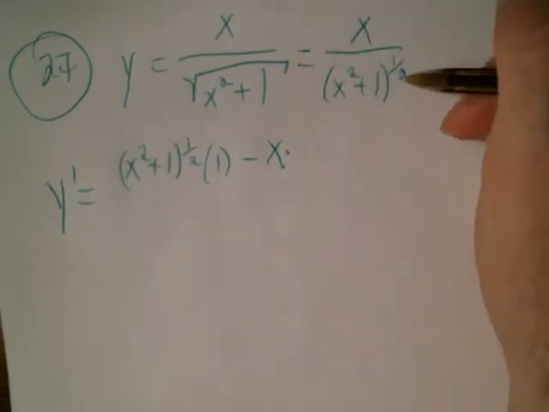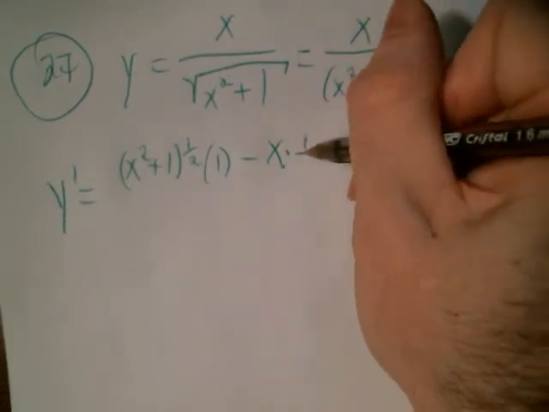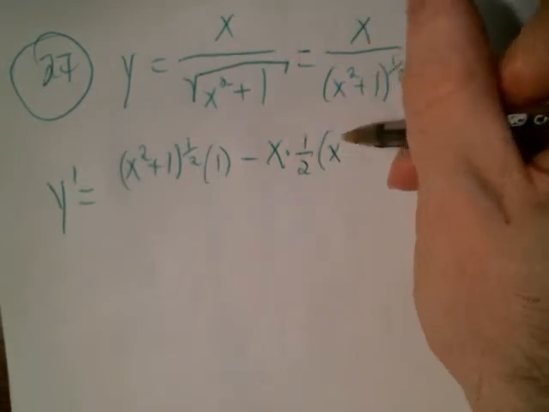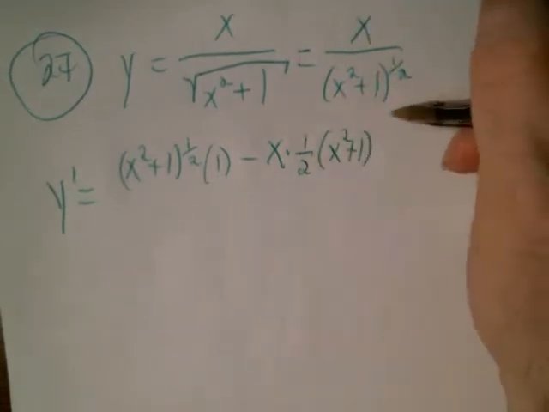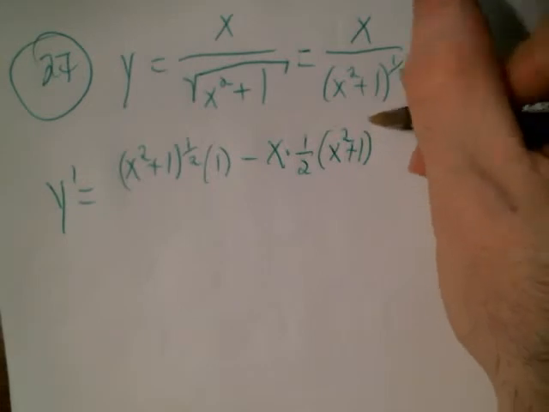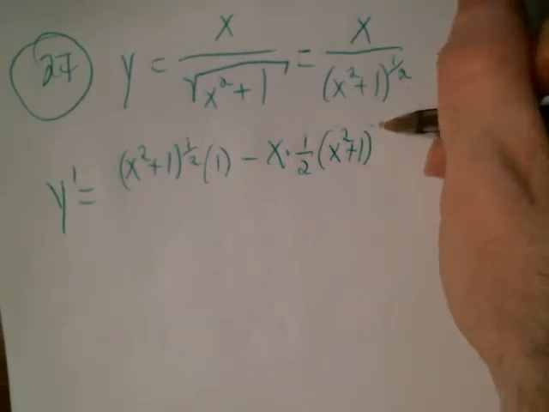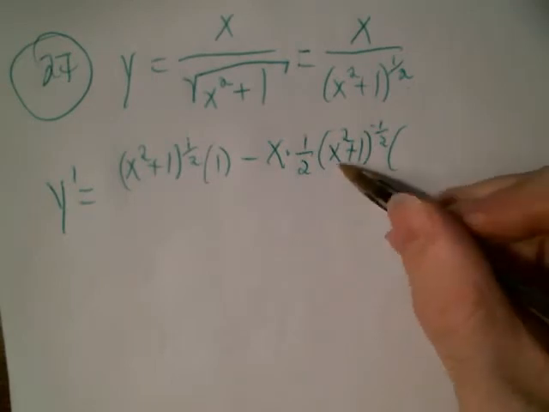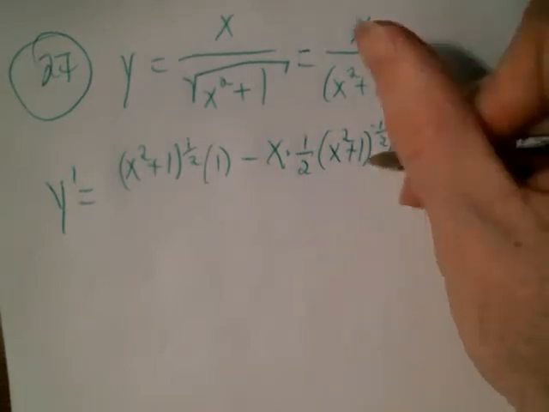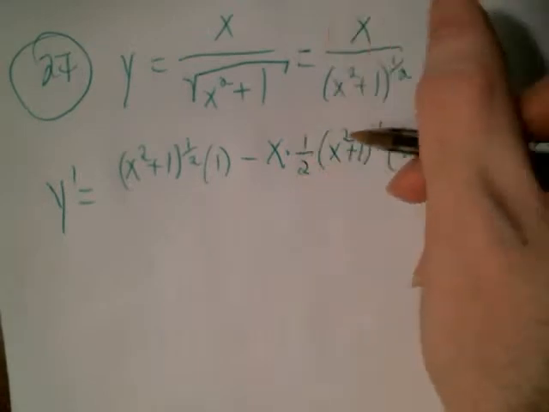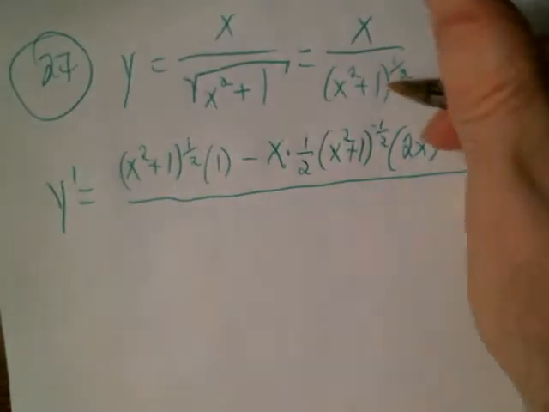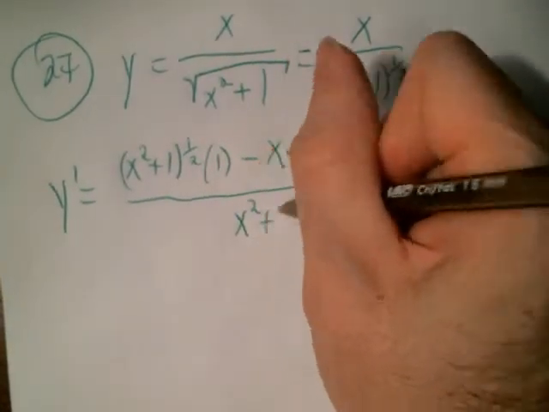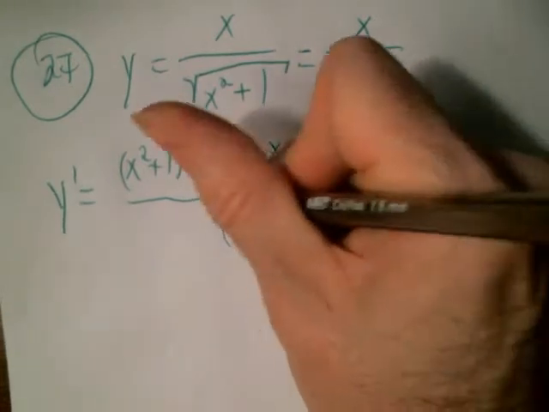Okay? So for the low, I'm doing a power rule first. 1/2 times x squared plus 1 to the 1/2 minus 1. So 1/2 minus 2/2 is minus 1/2. Times the derivative of the guts. Derivative of x squared is 2x. Derivative of 1 is 0. And that's all over the low squared. So x squared plus 1 to the 1/2 squared.